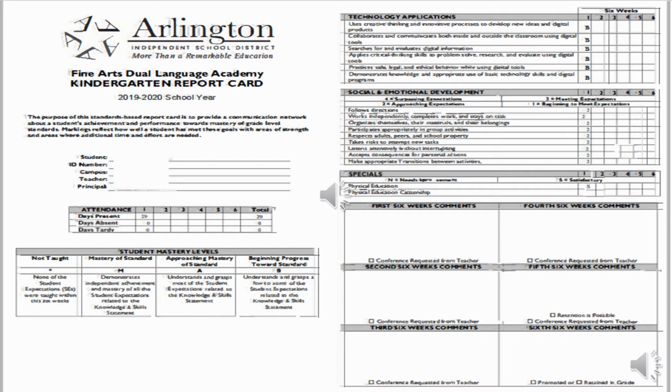So we definitely want our students reaching that M level by the end of the year, but please remember that this is an end of year expectation. You are not really going to see that anywhere in the beginning of the school year.